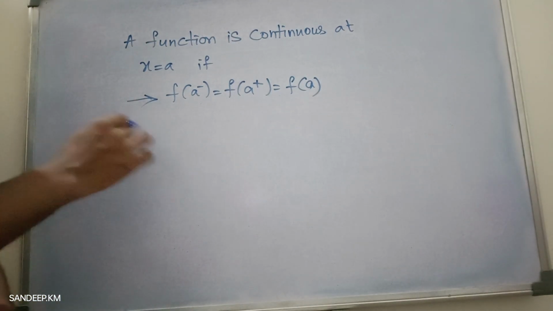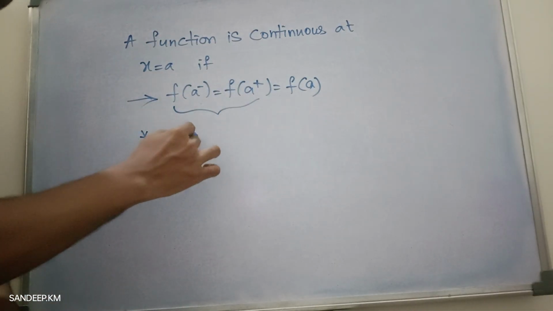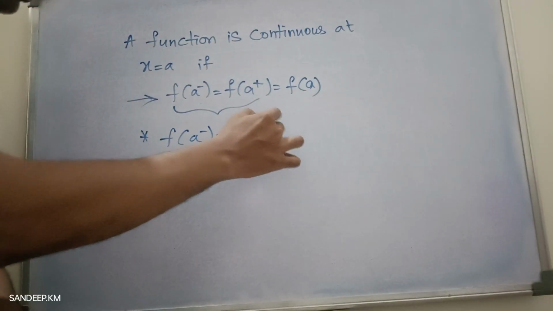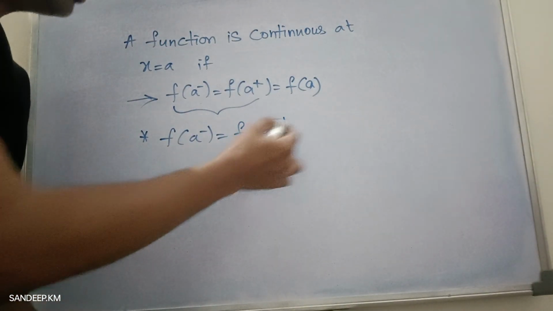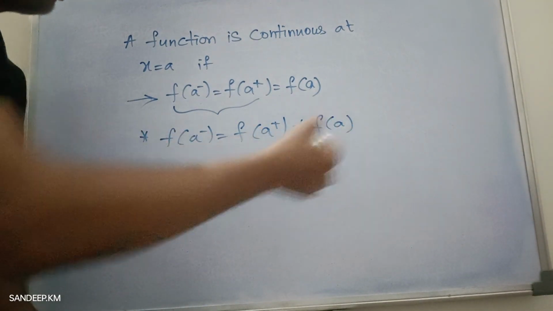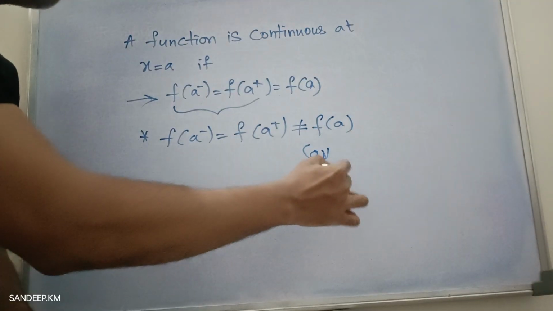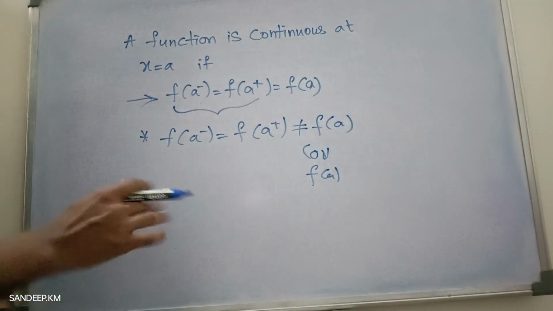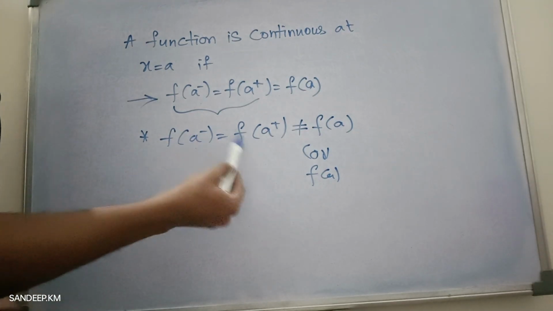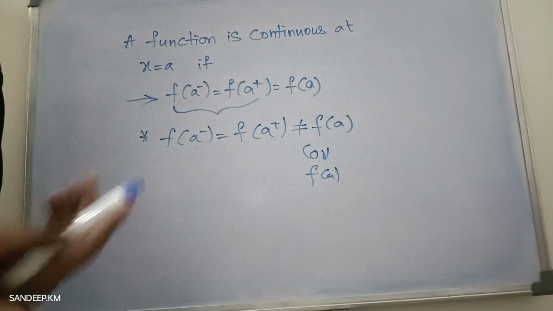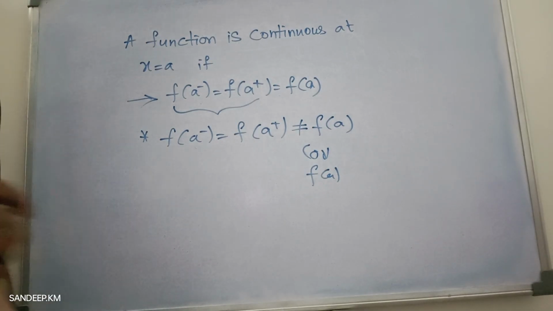Case 1: these two will be equal. f of a minus will be equal to f of a plus, which means the limit exists, but this may not be equal to f of a, where f of a is a finite value, or f of a will not be defined. That is one type of discontinuity. And similarly, if the limit itself does not exist, then it is another type of discontinuity. Now let us clearly discuss what those types of discontinuities are.